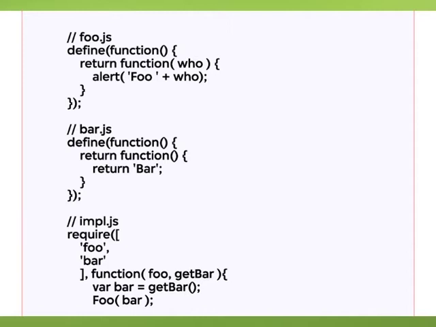And this small code example shows that the top two parts, the foo and the bar, are AMD modules. And the last piece of code shows an implementation on a website where you do a require call to these two modules. You attach a callback, and whenever these modules are loaded, you can start using them. It's really not too difficult if you see it like this, but it took us some time to get it right. But it's really powerful.